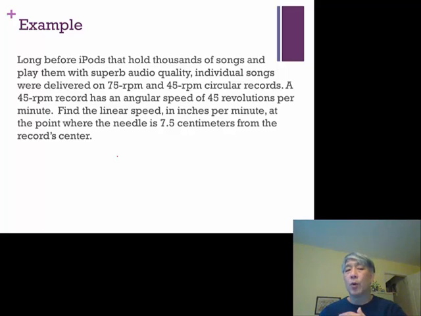So the question is, find the linear speed in inches per minute. Actually, don't do it in inches per minute. Let's do it in centimeters per minute. Find the linear speed in centimeters per minute at the point where the needle is 7.5 centimeters from the record's center. So my radius is going to be 7.5. See if you can find the linear speed for that, and we'll talk about this in class. Okay, thank you.